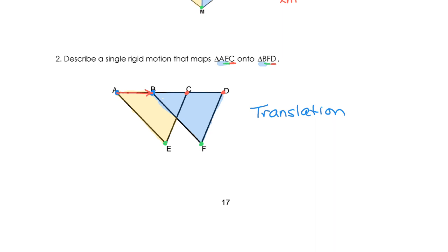A would have to go onto B, E would have to go onto F, and C would have to go onto D. And there are our little translation vectors. And we can name any one of those vectors to describe our translation in this picture. So we could say it's a translation along vector AB. Or we could have said along vector CD, or we could have said along vector EF. Okay. If we wanted to notate it, it'd be a capital T, and then our subscript would be the vector that we're sliding our triangle along. Okay, like AB. Or we could have said CD or EF there.